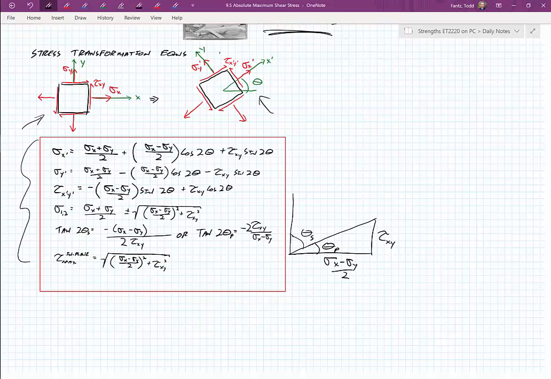Now when I say theta s, what I mean is the angle to get to the maximum in-plane shear stress, that vertical piece. There's also a theta p, that's the angle to get to the principal stresses. So that's what those subscripts mean. So you can use those equations as well. Also, maximum in-plane shear stress, we said that's just the radius of the circle, or that is the equation for the radius that we see right about there.